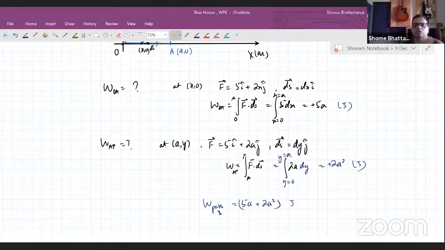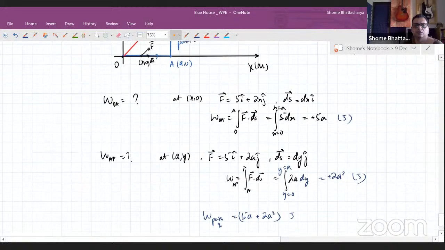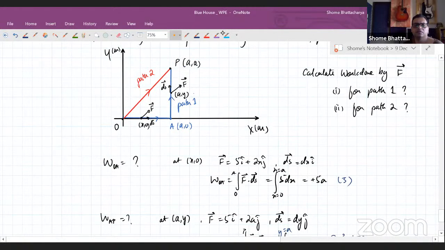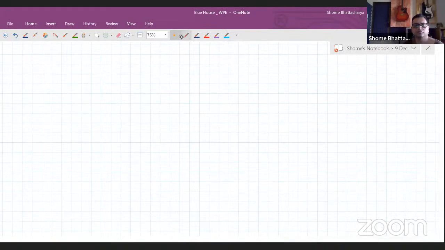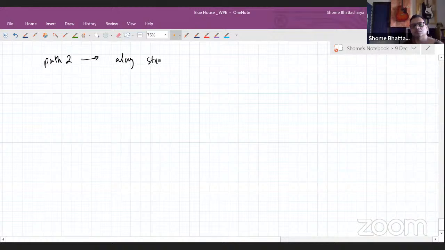Okay, now let us look at the second path. The second path is a straight line where, if you notice, the equation of the straight line is y is equal to x. So when we are at any point x comma y, that point has the same x coordinate and y coordinate. So path 2 is along the straight line y equal to x.